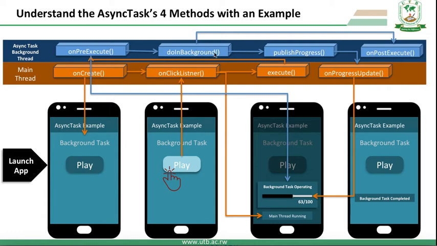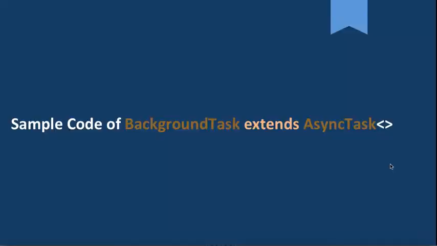At the end of the background computation, the result is passed to the onPostExecute method. The onPostExecute method is also invoked on the UI thread. So the result is passed to the UI thread. Your background process is over, your background task is completed. Now you come to the UI thread. Fine, so that was with an example.